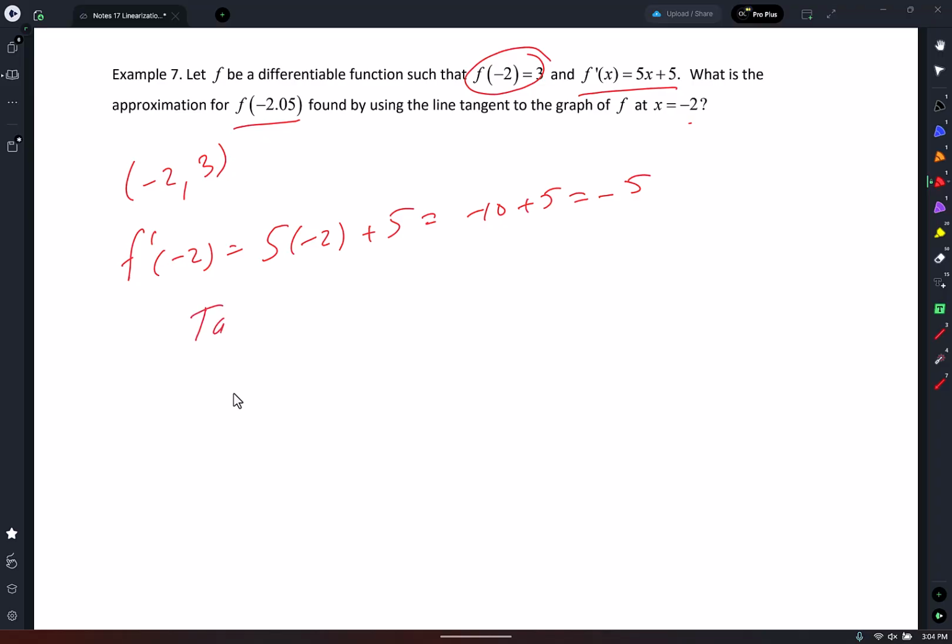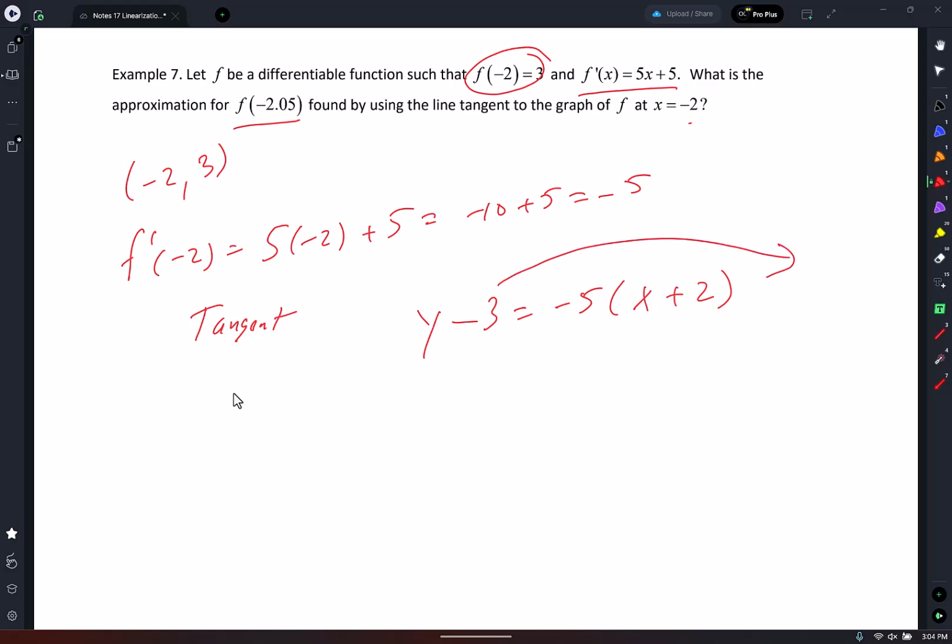Here's my tangent. y minus, let's see, what's my slope? Oh, actually, also my y value. y minus 3 equals negative 5 times (x plus 2). I think we're okay.